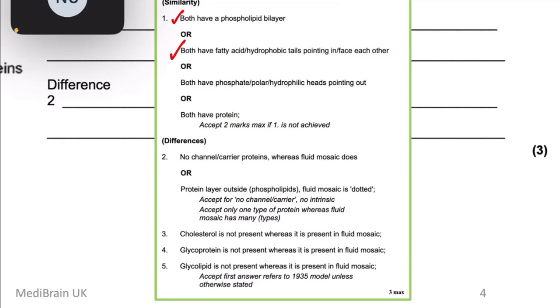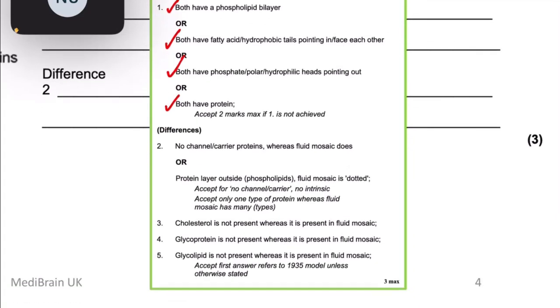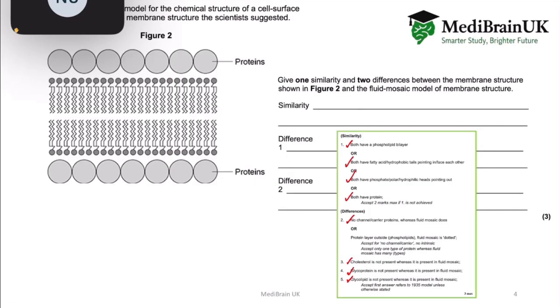Both of them have a phosphate, polar or hydrophilic heads pointing outwards. That's another thing that you could have said. Both of them have proteins. Those are some of the similarities that you could have stated. For your differences, you could have said no channel proteins or carrier proteins, whereas your fluid mosaic does. Cholesterol, glycoproteins and glycolipids are not present, whereas in the fluid mosaic model, they are present.